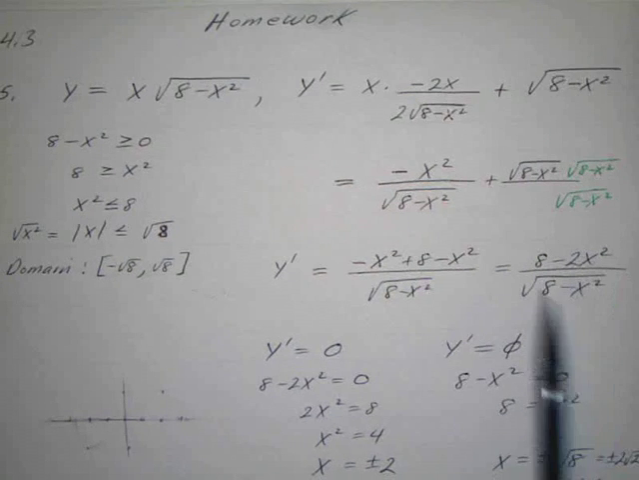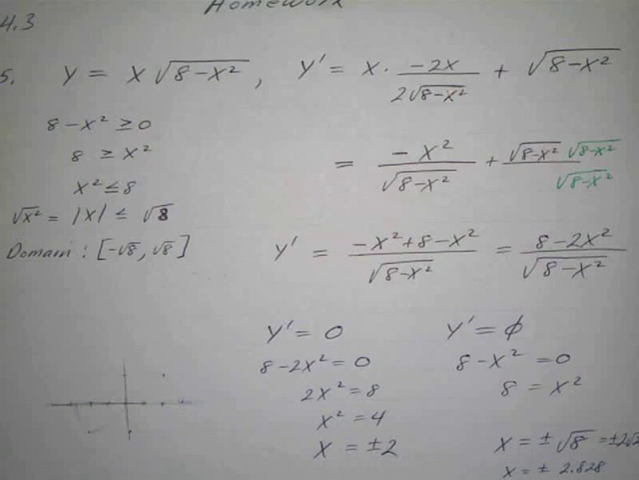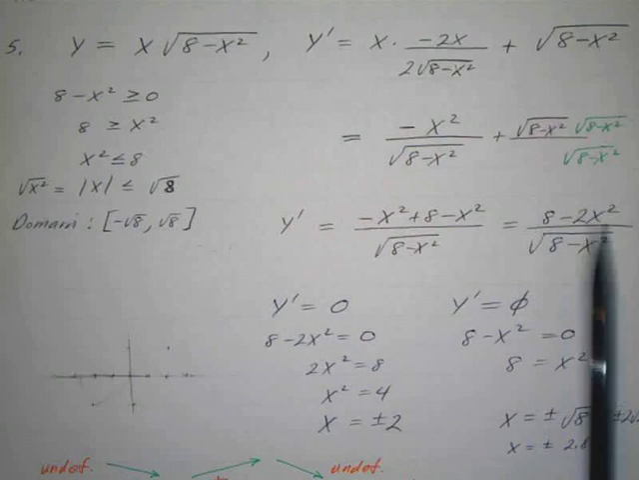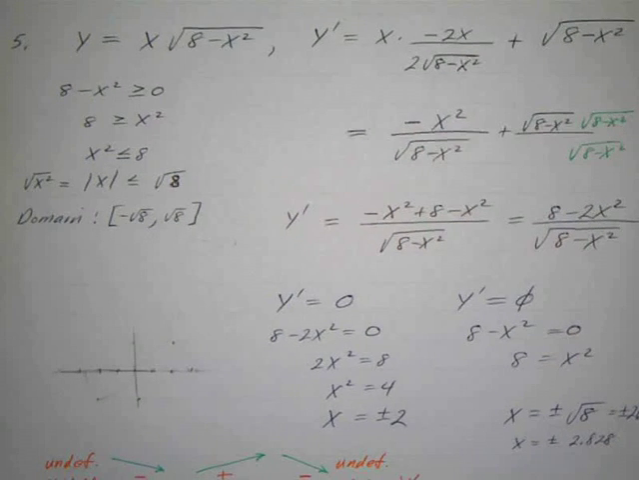So if I set this denominator equal to 0, that's going to be 8 minus x squared equals 0, 8 equals x squared, or x equals plus or minus the square root of 8. And those are the endpoints. So those aren't critical values. Those are the endpoints, but keep that in mind. And then if we look at the numerator, when the numerator is 0, that's going to be 8 minus 2x squared equals 0, 2x squared equals 8, x squared equals 4, x equals plus or minus 2. All right, so those are my critical numbers, or the values that give me my critical points.